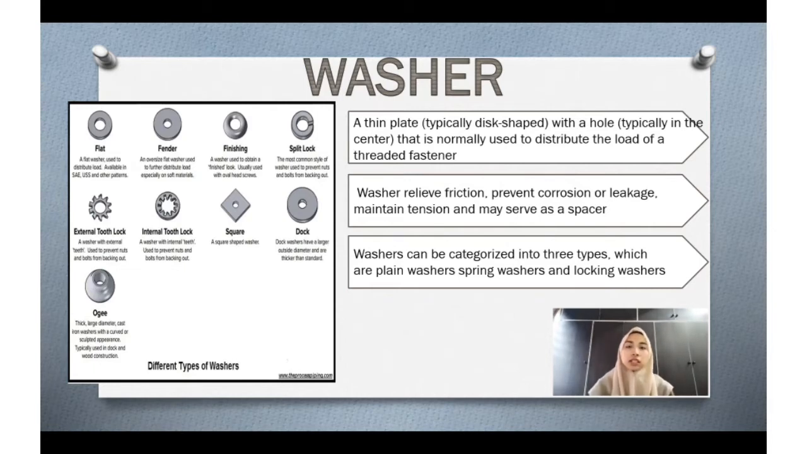A plain washer is a common flat type of washer that reduces heat and friction during the tightening process, while spring washers are elastic washers which prevent loosening due to vibration. And the last one, which is the locking washer, is especially designed to prevent nuts and bolts from coming loose.